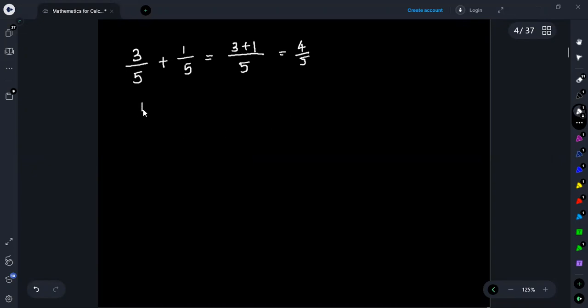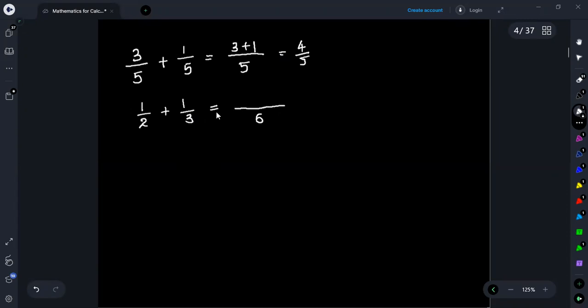Similarly, let's see one more example. If we have to add 1 over 2 and 1 over 3, here also we need to consider the denominator first. The denominators are not the same for these two fractions, so we are going to take a common denominator. In most cases we obtain this common denominator by multiplying the denominators of the two fractions. So the common denominator becomes 6.